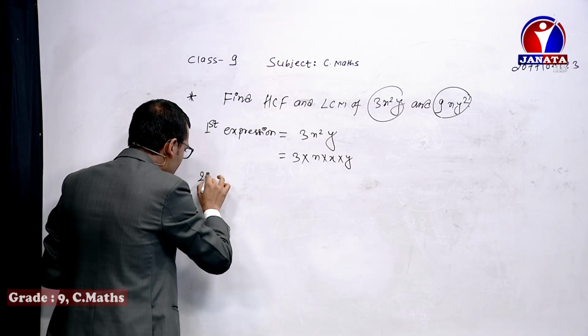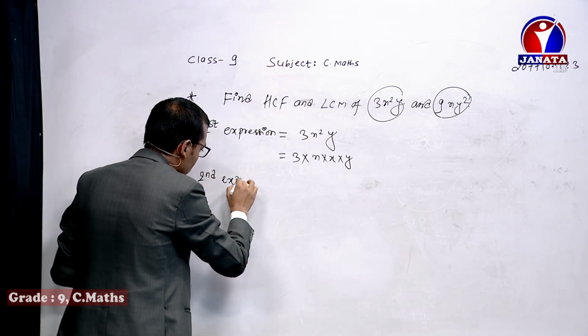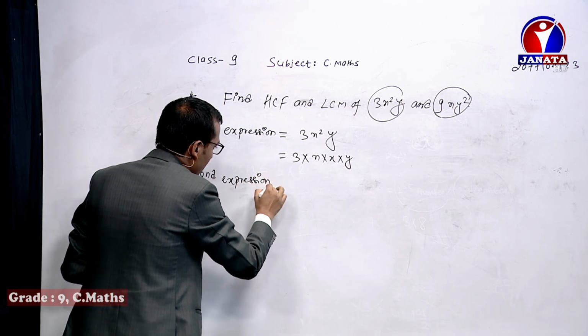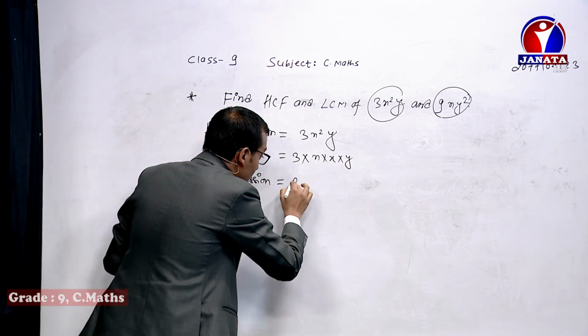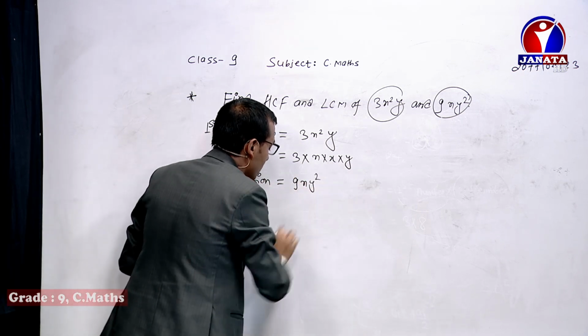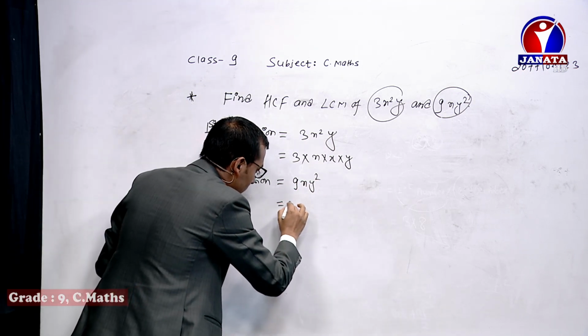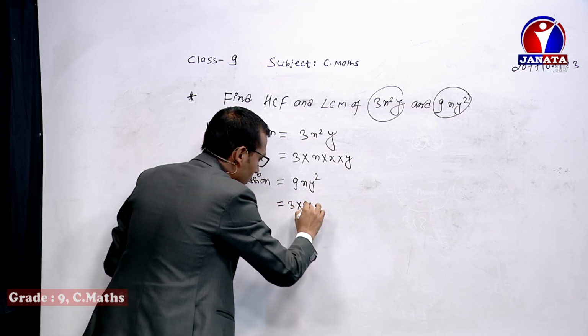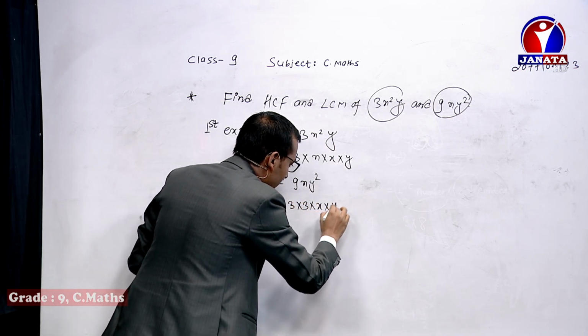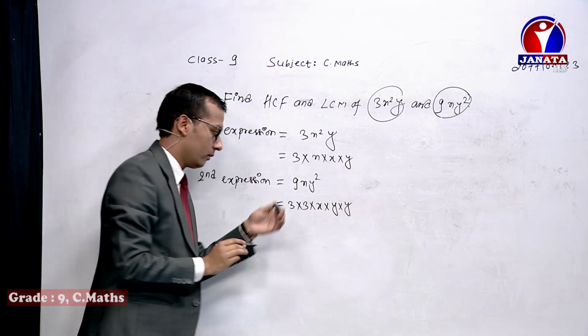Similarly, what is second expression here? Second expression is 9xy square. We can factorize 9. 9 is 3 times 3 times x times y multiplied by y.